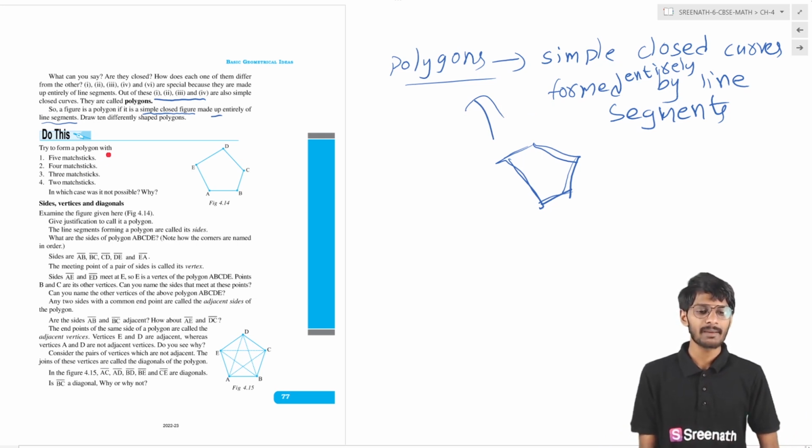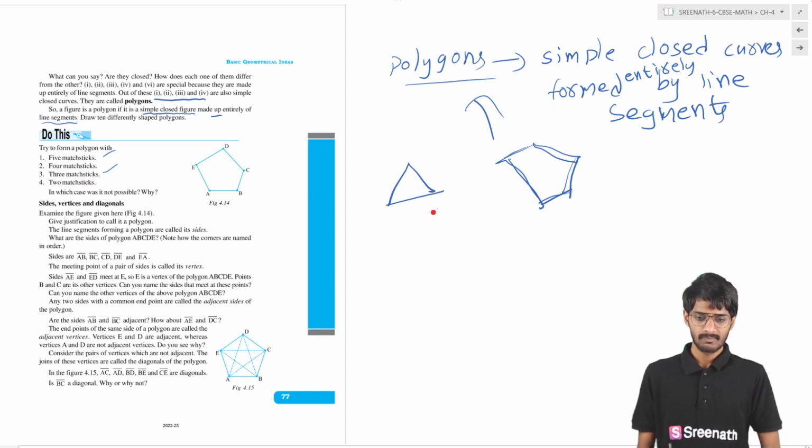So using matchsticks we can form a polygon. Can you try making a polygon using 5 matchsticks? Here there are 5 matchsticks, 1 2 3 4 5. So using 5 matchsticks we can draw a polygon. Using three matchsticks, can you draw a polygon? Yes. Obviously, how? This is one matchstick, this is another matchstick, and this is another matchstick.